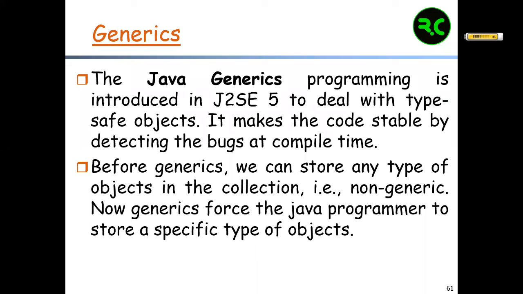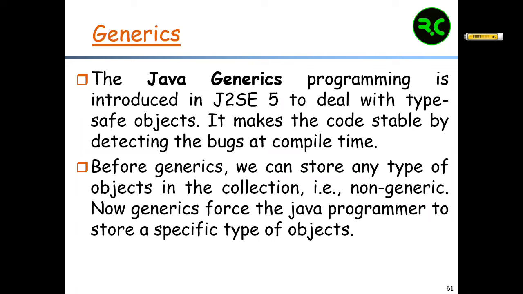Java generics programming was introduced in J2SE 5 to deal with type-safe objects. It makes the code stable by detecting bugs at compile time. So Java generics are used to make our code stable by detecting the bugs at compile time itself, and this deals with type-safe objects.